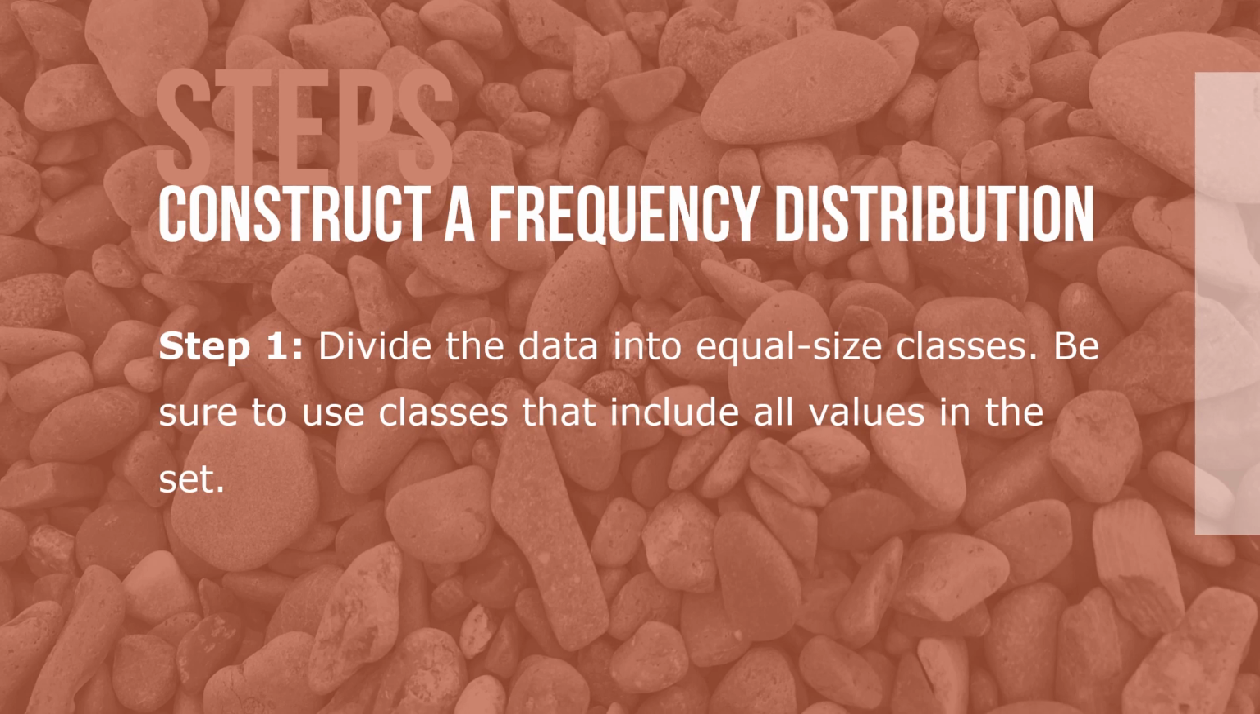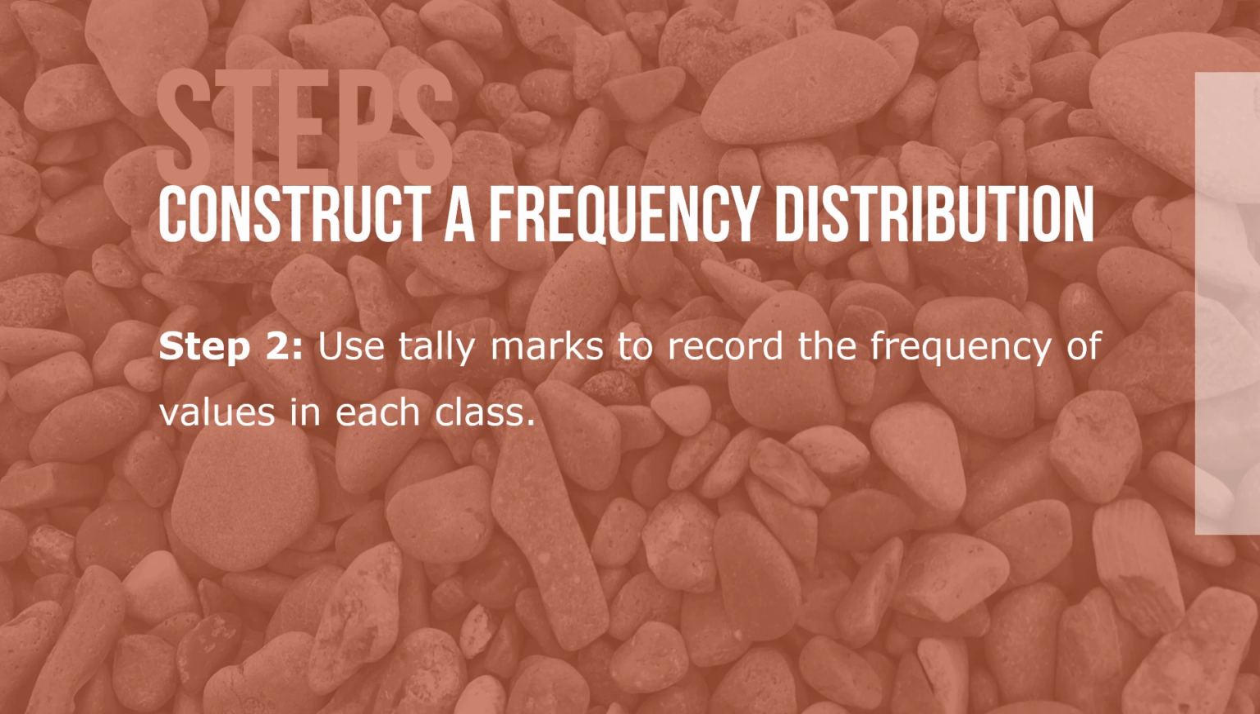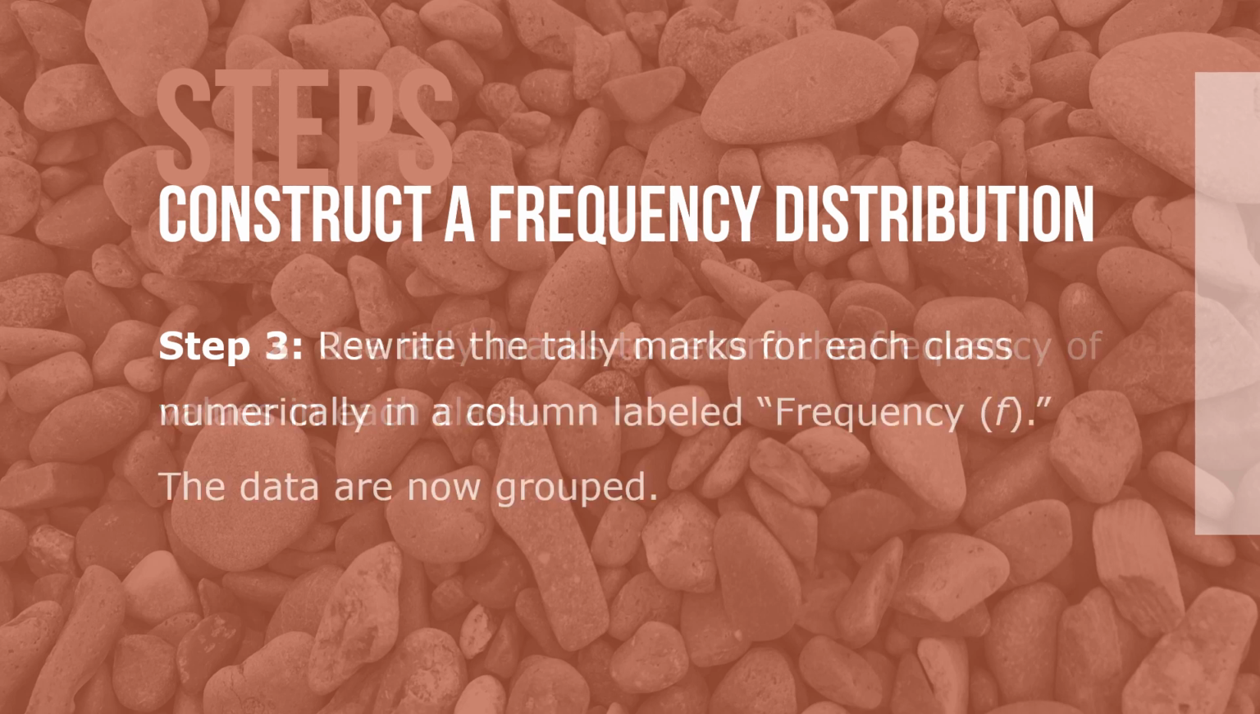Here are the steps in constructing a frequency distribution. Step 1. Divide the data into equal-sized classes. Be sure to use classes that include all values in the set. Step 2. Use tally marks to record the frequency of values in each class. Step 3. Review the tally marks for each class numerically in a column labeled Frequency F. The data are now grouped.